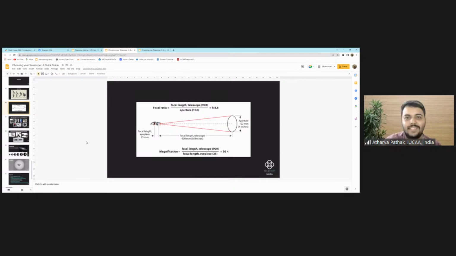So you must have seen this number. Those of you who have used a DSLR camera must have seen this aperture value or f-stop value. That is nothing but the effective focal length divided by the aperture that you are using.